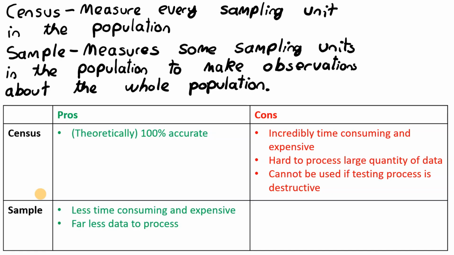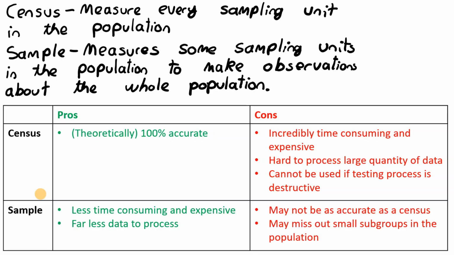A sample is good because it's much less time consuming and expensive than a census, and there's much less data to process as well. Now, there are obvious disadvantages to a sample, though, the main one being it will never be as accurate as the census, because you're only measuring some of the sampling units to make observations about the entire population. Another disadvantage is if you have a population that has small subgroups that only make up a small percentage of the entire population. If you're using a particularly small sample, you may miss out those subgroups and they might not be reflected in the data, if that makes sense. The general rule is the bigger you make your sample, the more accurate it will be.